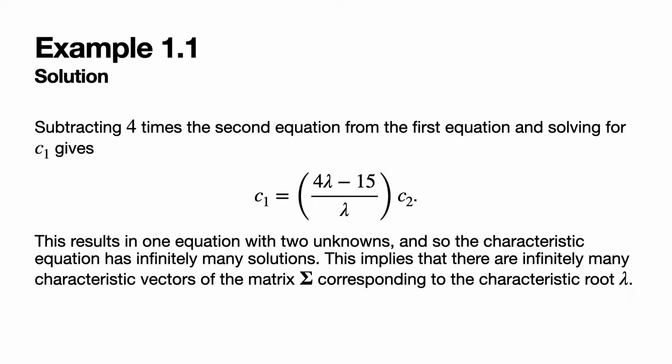And so what that implies then is that the characteristic equation has an infinite number of solutions, right? There's not a unique solution. There are an infinite number of solutions. And so what this implies then is that there are infinitely many characteristic vectors of the matrix cap sigma corresponding to this arbitrary characteristic root of lambda.